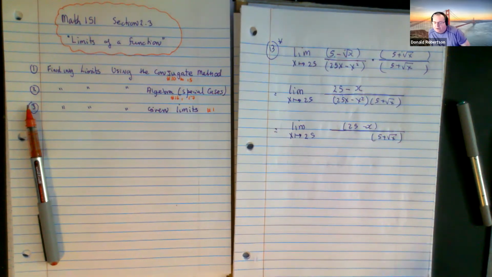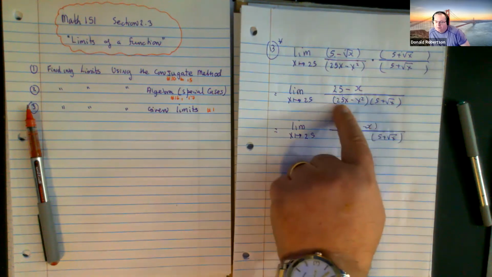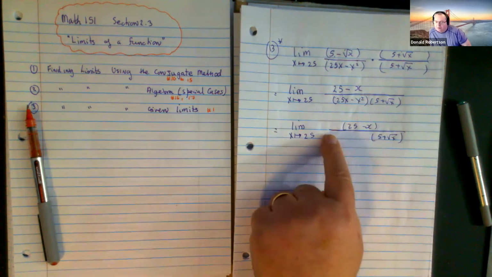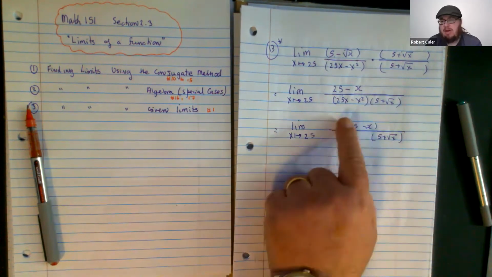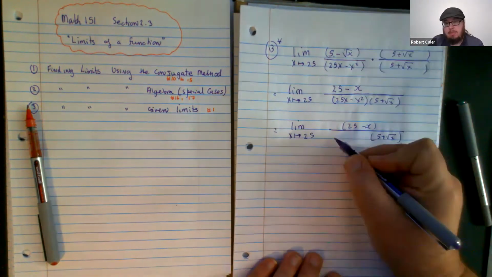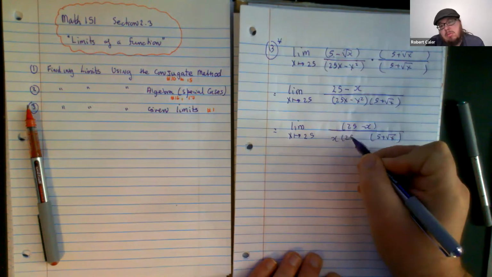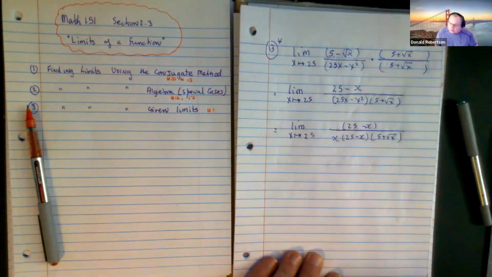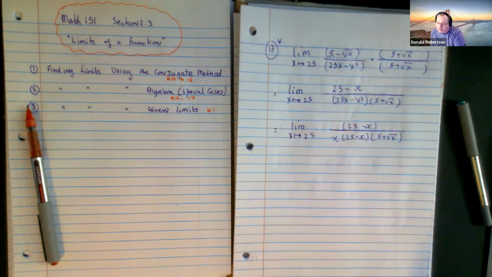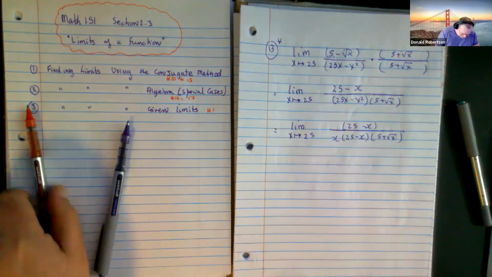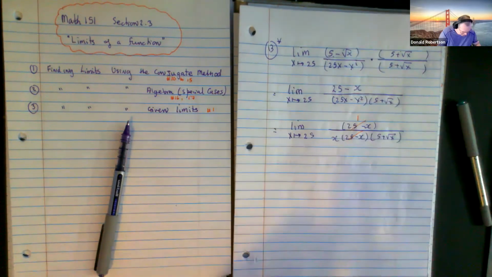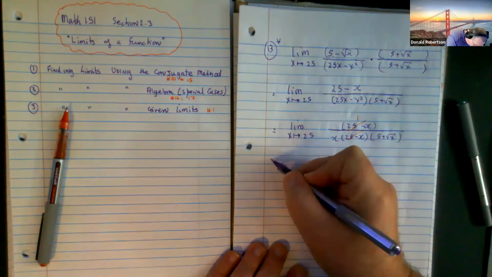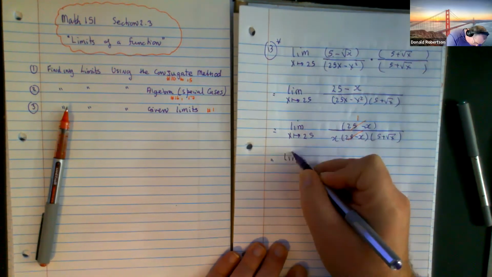Is there anything you can do that might help us? Factor out an x. You agree? It's just a matter of sucking out an x. Now, if you do that, these two cancel and there's a 1 left behind. And so we now have this fella.